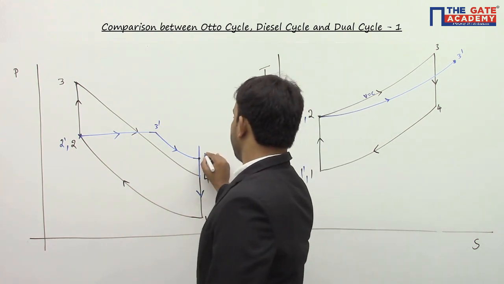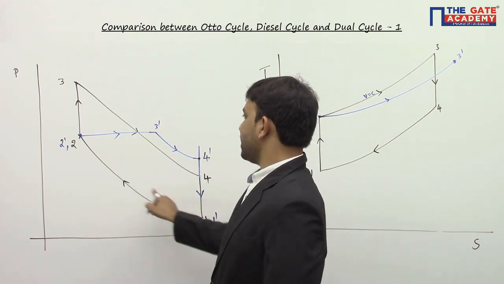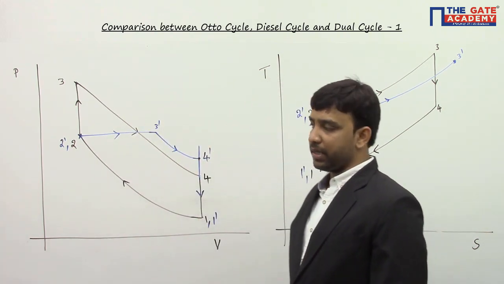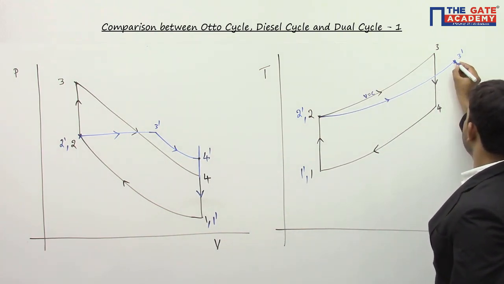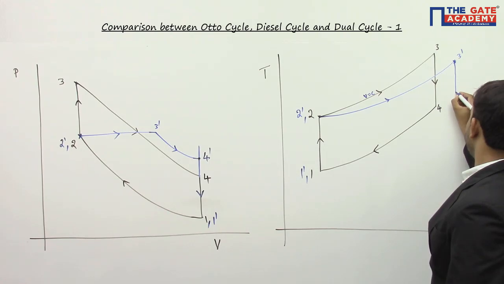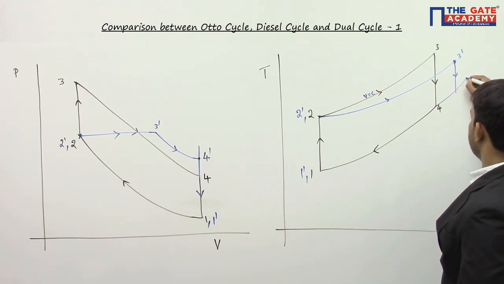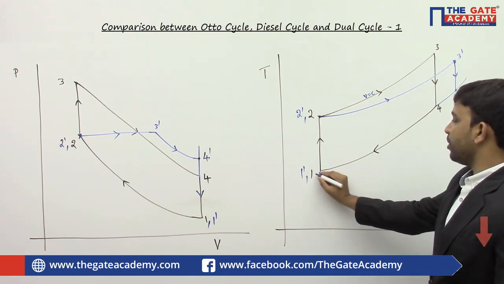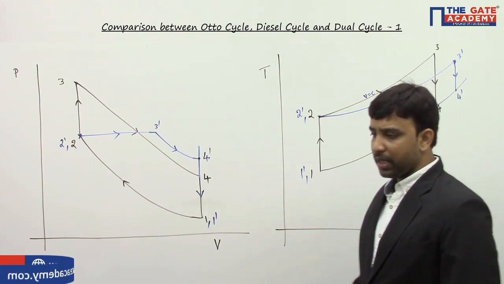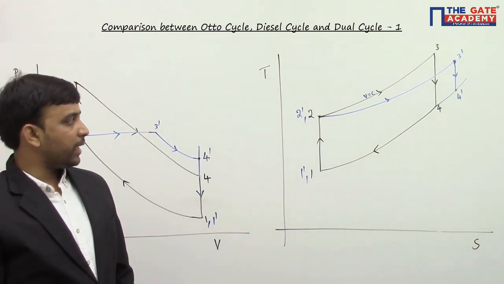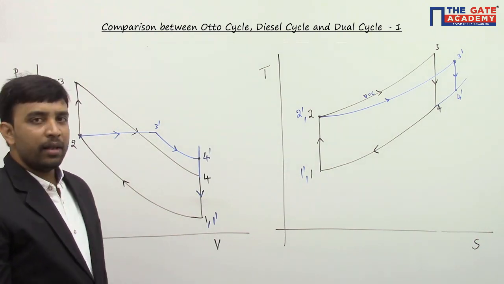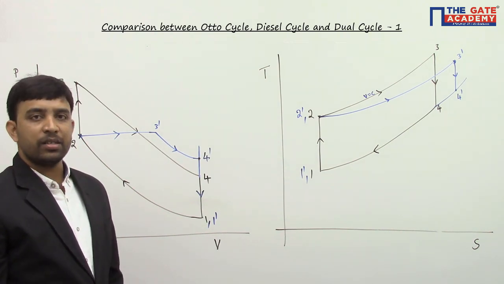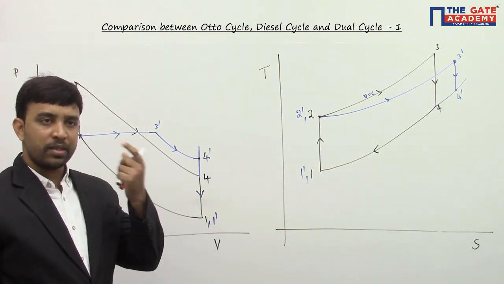So 4 dash is going to lie here. So 1 dash, 2 dash, 3 dash, 4 dash, 1 dash. This is your diesel cycle. From 3 dash, I go for reversible adiabatic expansion process till I reach this constant volume line. Once I reach the initial volume, I go for constant volume heat rejection process till I get the initial state, and it's a cyclic process. So this is how your diesel cycle and your Otto cycle will look when they are subjected to the constraints. The constraints are same compression ratio and same heat addition.